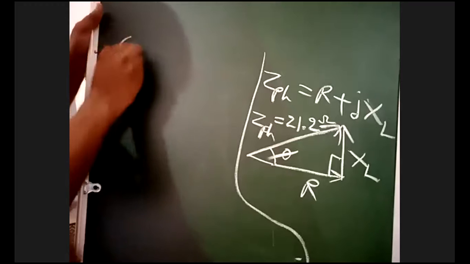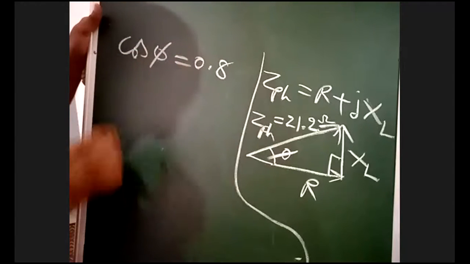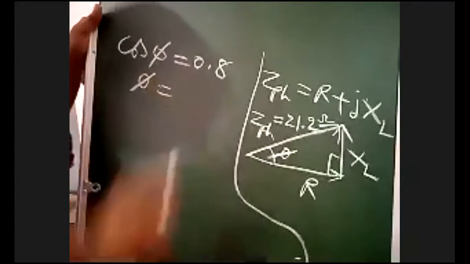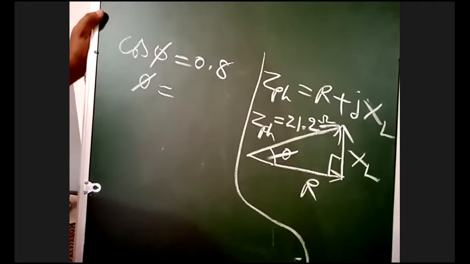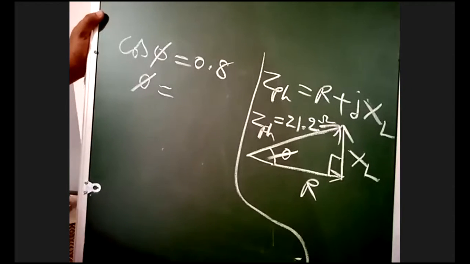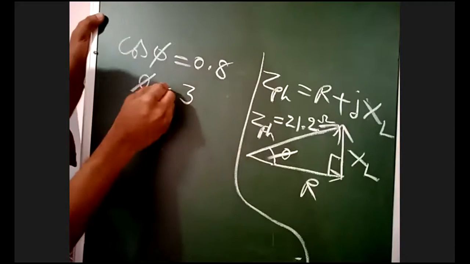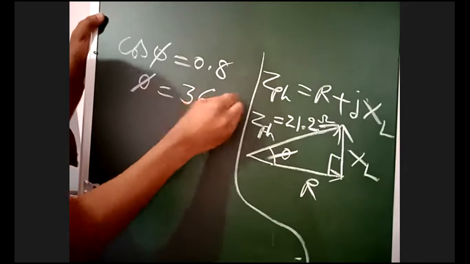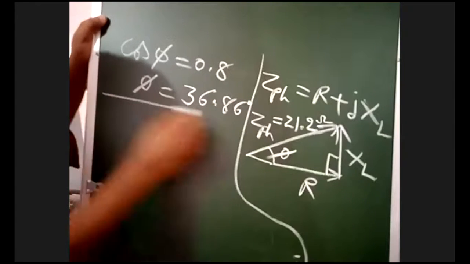And you know cos phi. What is cos phi? 0.8. What is phi from this? Cos inverse of 0.8 is 36.86 degrees. This is your phi.